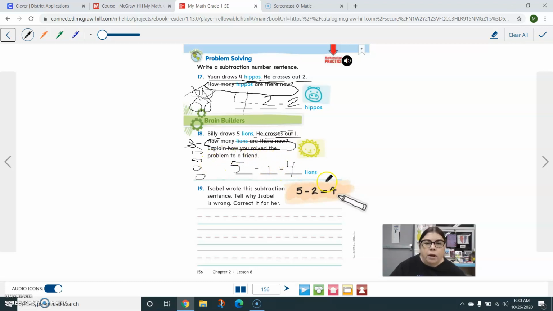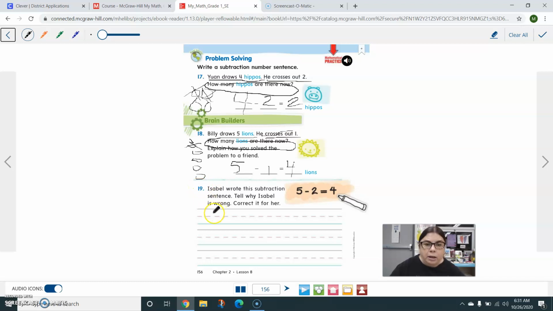And then it says, explain how you solve the problem to a friend. So hopefully if mom, dad, whoever's helping you, you explain that you drew 5 lions. It told you to cross out 1, so you did, and there were 4 left. You also could have taken your fingers. 5 minus 1 equals 4. You could have had 5 counters down and taken 1 and saw that there were 4 counters left. Whatever works for you.